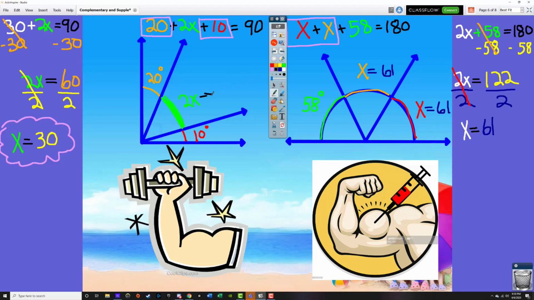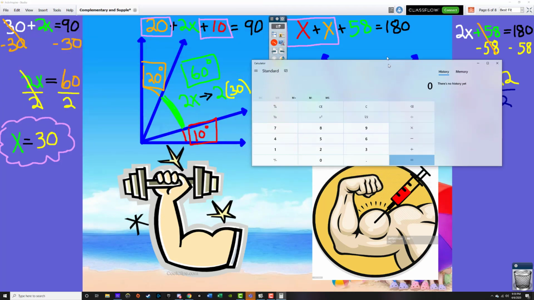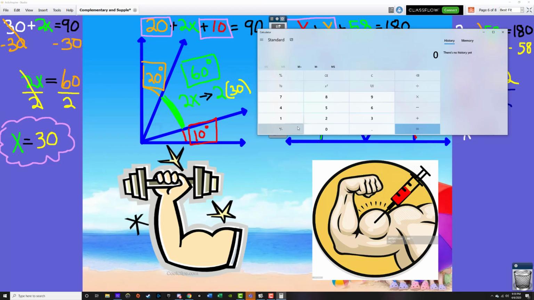Okay, so we just figured out that x is equal to 30. So instead of it being 2 times x, let's write 2 times 30. And that means the measure of the green angle is equal to 60 degrees. Okay, and that would be our final answer. So we know the green angle is 60, the orange angle is 20, and the red angle is 10. And let's double check our answer. If we've done it correctly, when we add all 3 of these together, because these angles are complementary, they will equal exactly 90 degrees. 20 plus 60 plus 10 equals 90. And there we go.